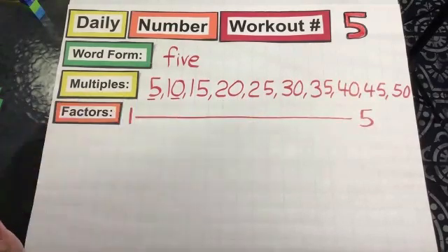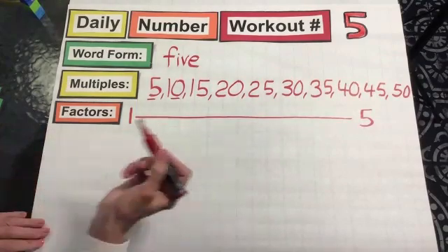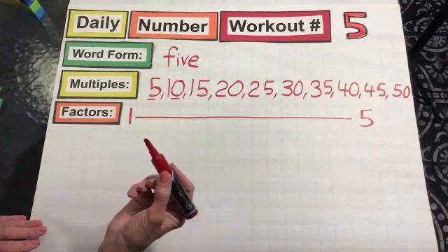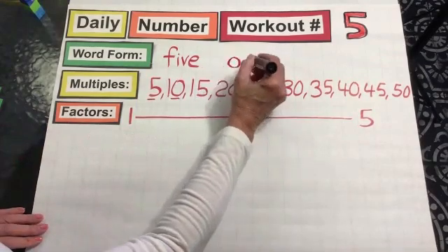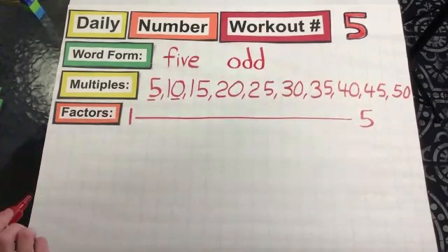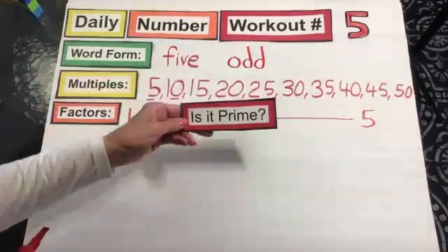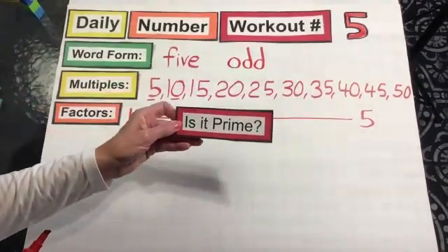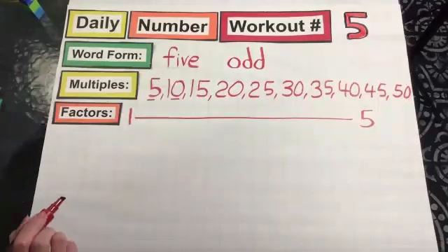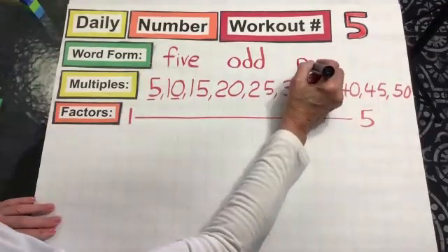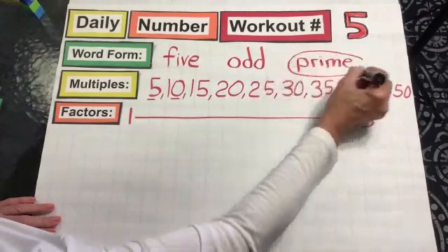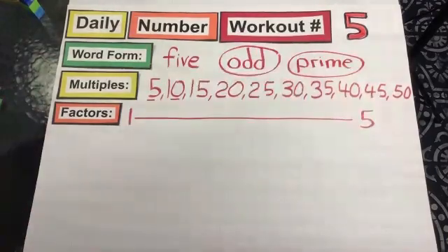Okay, we ask ourselves now, is it even or odd? So the 5, we know any number that ends in 1, 3, 5, 7, or 9 is odd. So right up here, odd. We're saving paper here. And then our next question is, is it prime? And we know any number whose factors are only 1 and itself is prime. So we're writing the word prime up here. So number 5 is prime and it is odd.